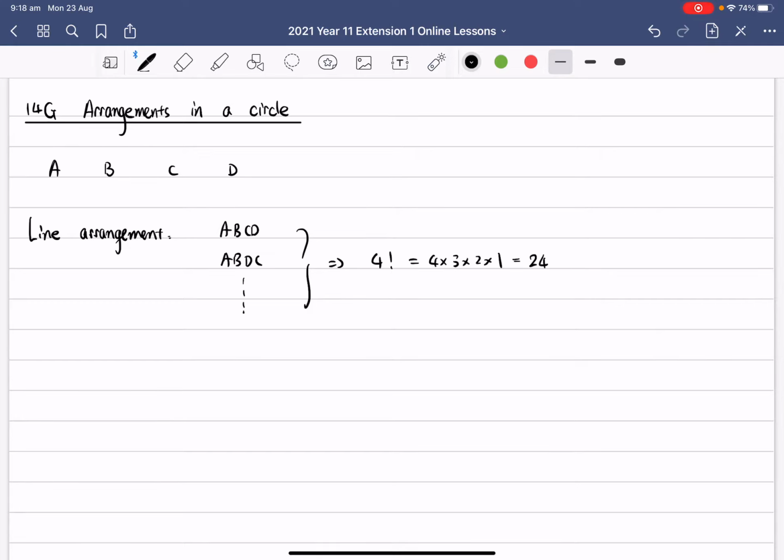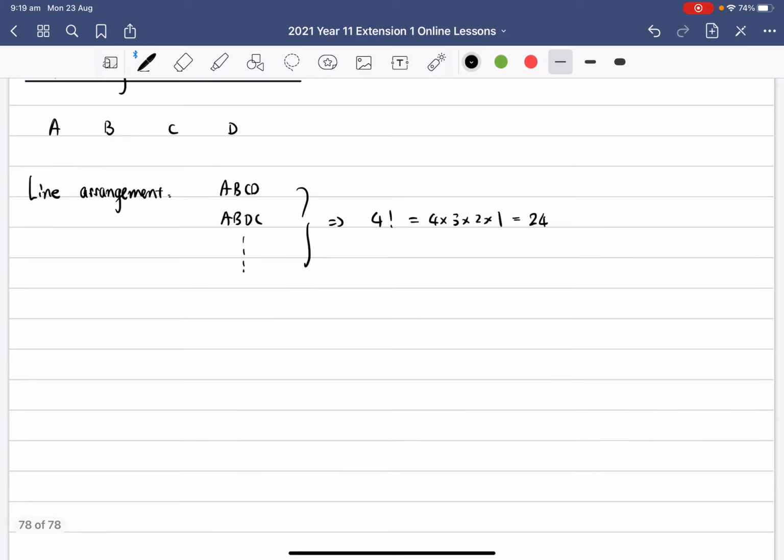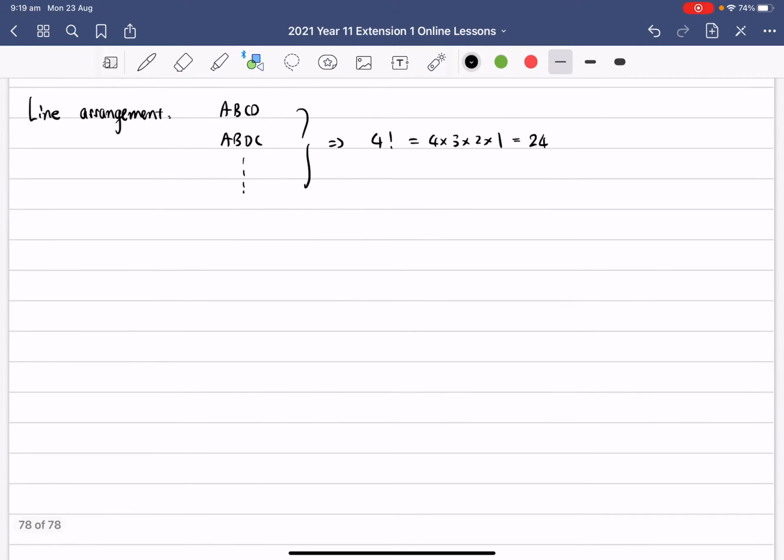Now, how about if we want to rearrange these 4 letters around a circle? For example, if they're sitting at a dinner table around a circle, how many different arrangements are possible? So let's have a look at circles. We've got a circle, and we're going to rearrange them. For circle arrangement, we can have A, B, C, and D. That's one arrangement, A, B, C, D.